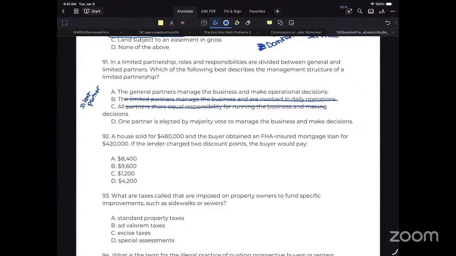One partner is elected by majority vote. That seems like it would be a good idea, but it's not about a vote. It's about setting up who you are within the company. If you're a partner, you're a partner, whether it's 2 people or 7 people. Everybody is equally responsible. But if you're a limited partner, you're that silent partner, the most you could lose is your investment. So that means our answer is A.